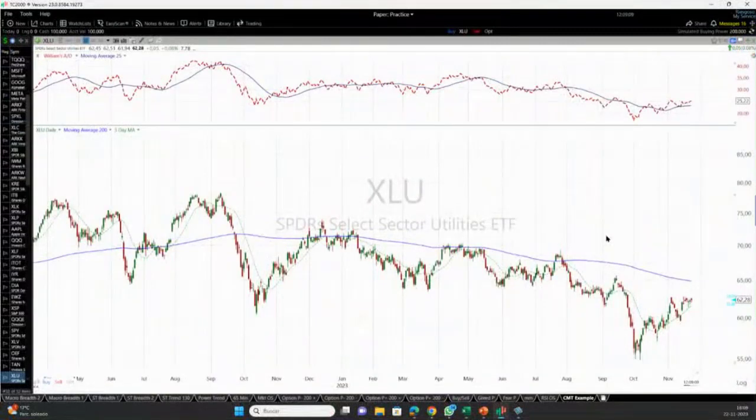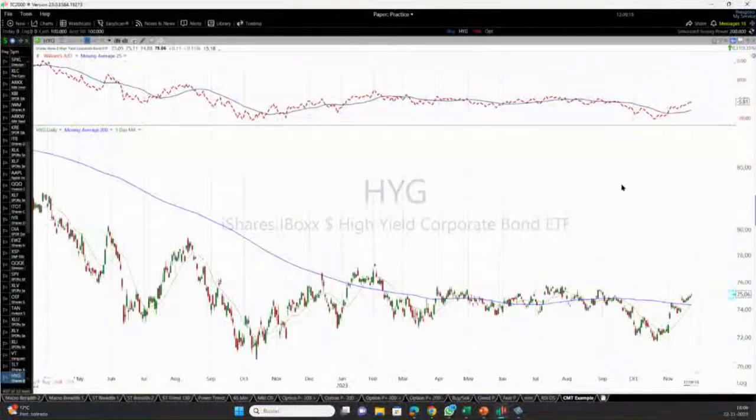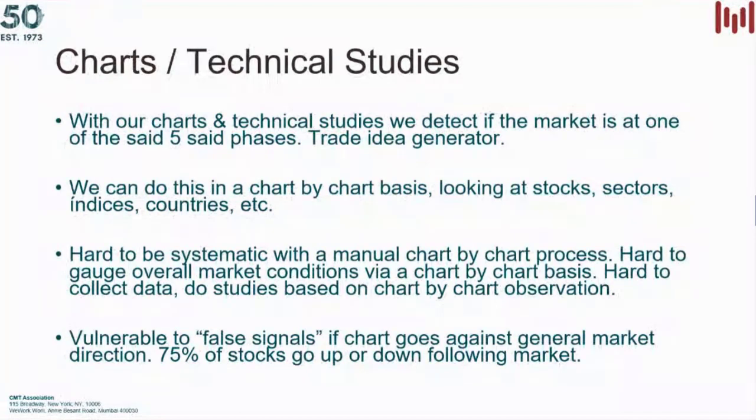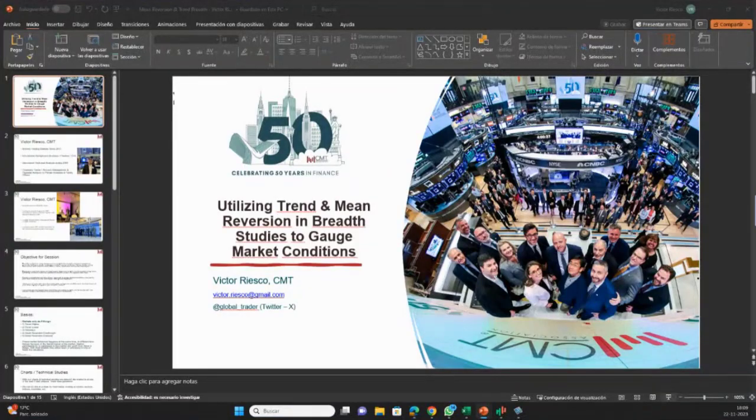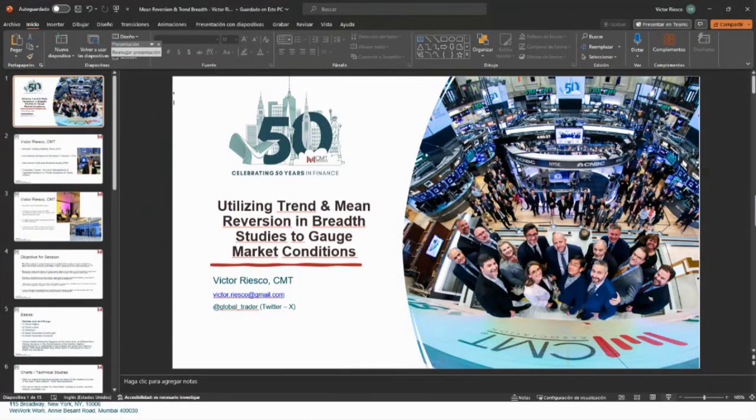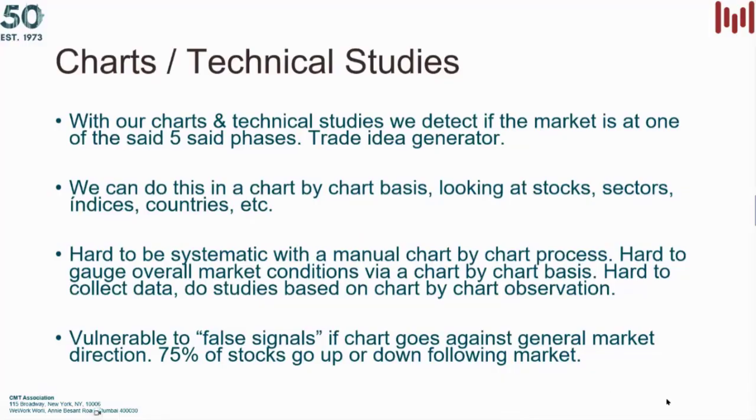This is great to develop your chart reading techniques and study how the market behaves, but I don't think that it's a really efficient approach to have a big macro-based understanding of the market. It's going to be hard to be systematic, to have an opinion on the market in a chart-by-chart process. Hard to collect data, hard to collect studies just by visual observation.